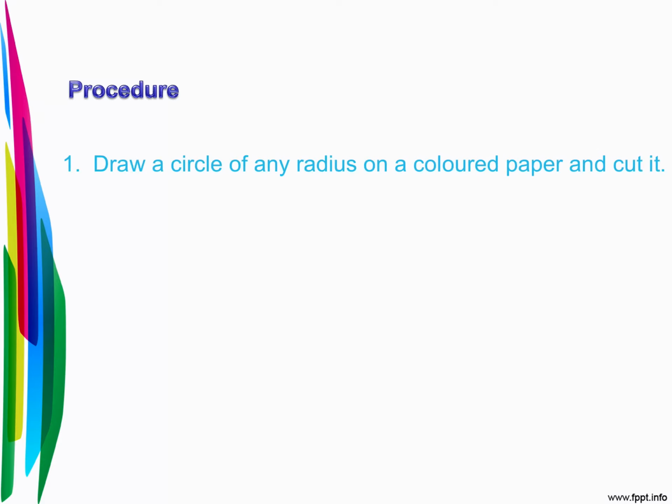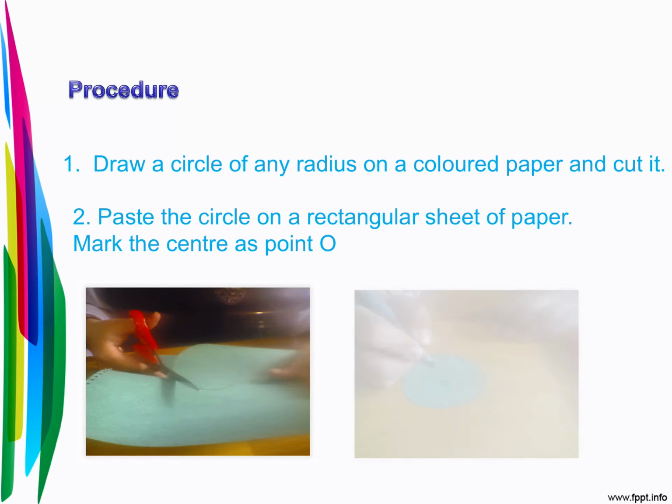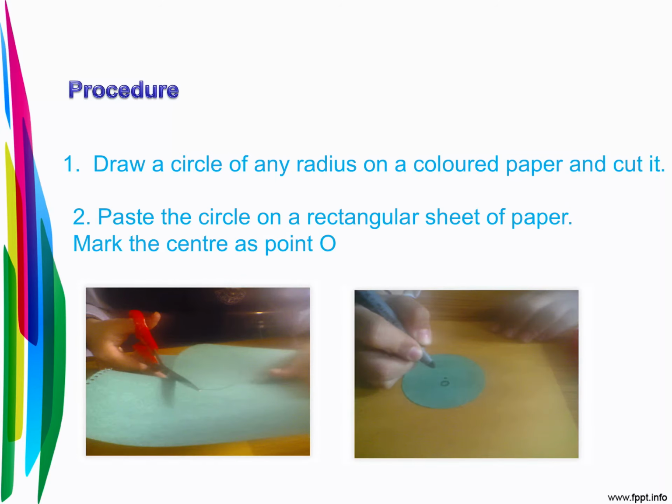Step 1. We are going to draw a circle of any radius. It should be an appropriate radius on a colored paper. I am going to cut it. After that we are going to paste the circle on a rectangular sheet of paper and mark the center as the point O. So here we are cutting the circle of appropriate radius and we are going to paste it on a rectangular sheet, mark that circle, that center. Here I have the center as point O.